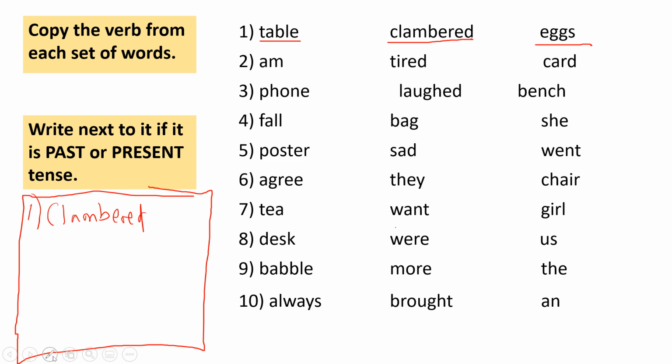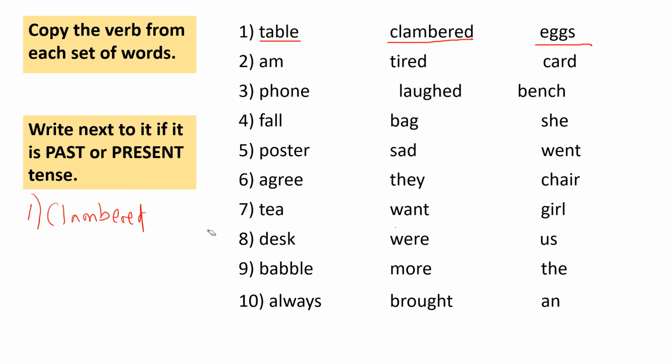Now I need to figure out if it's a past or a present tense verb. Now, clambered. The letters that give that away for me is the ED. Last week I clambered. If it was present tense, I might say I am clambering. So it's past tense, so I'm going to do a little dash, and next to it I'm going to write past. Okay, you can copy that example down now. So pause the video and copy this example down.